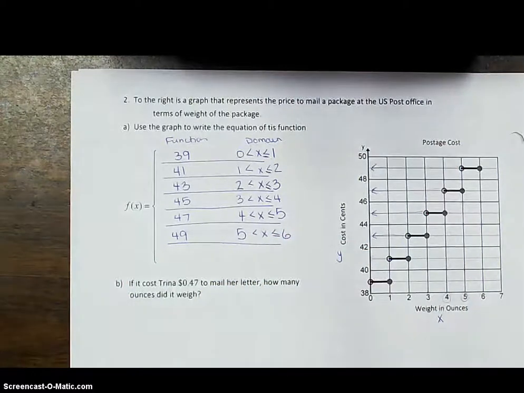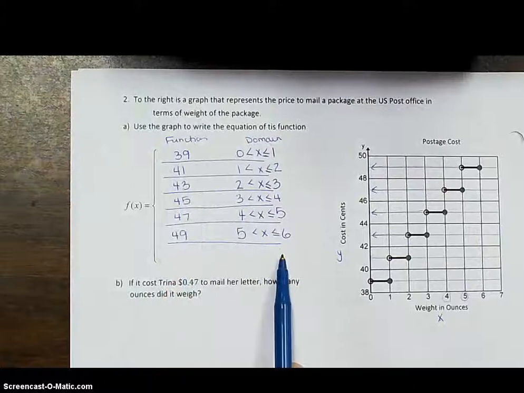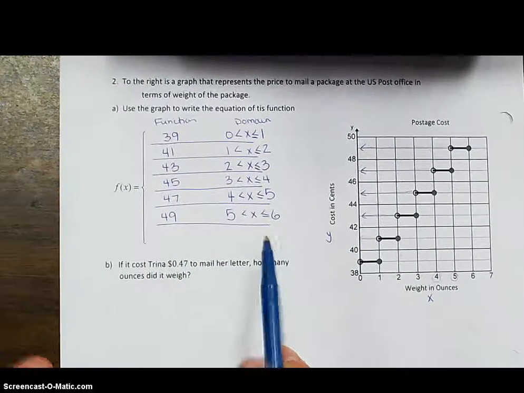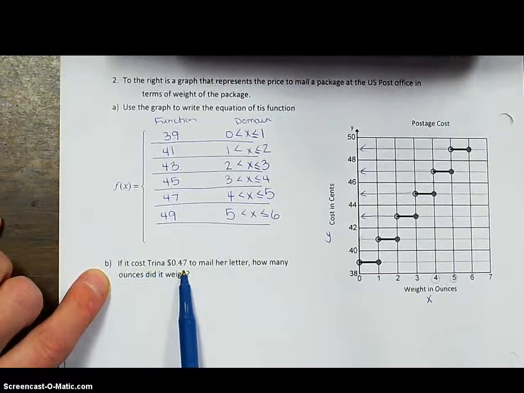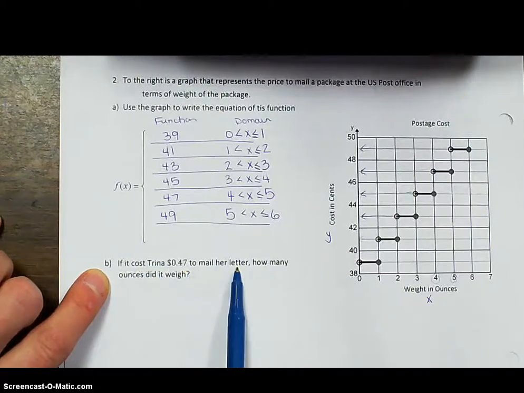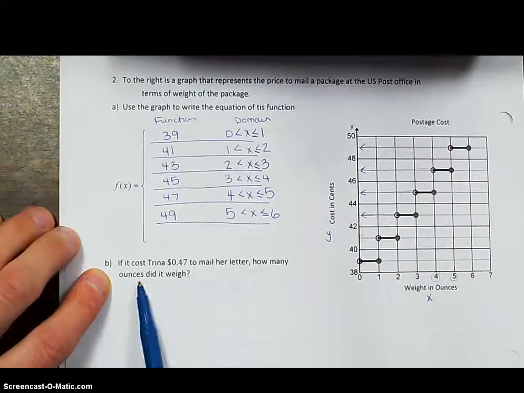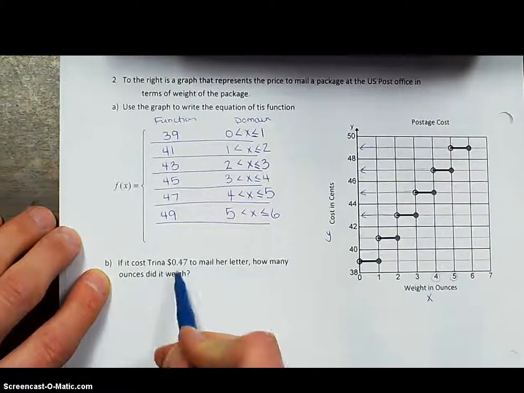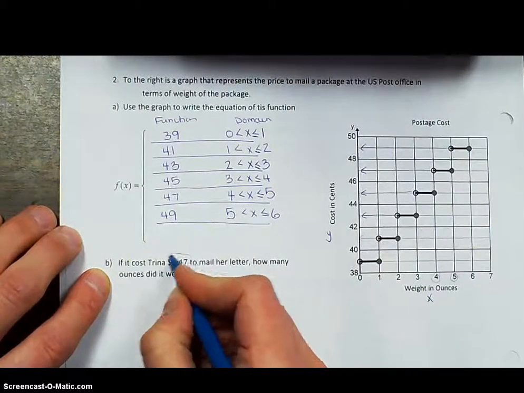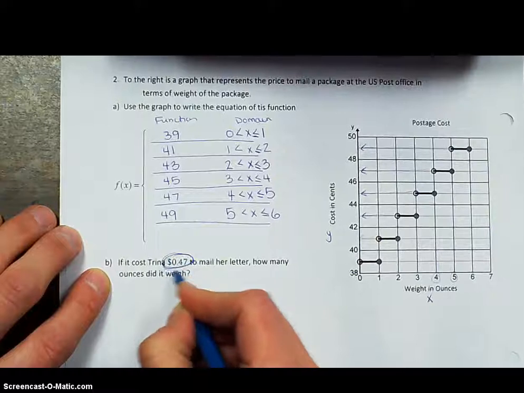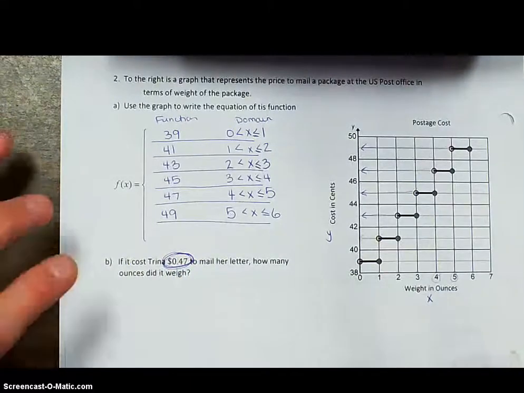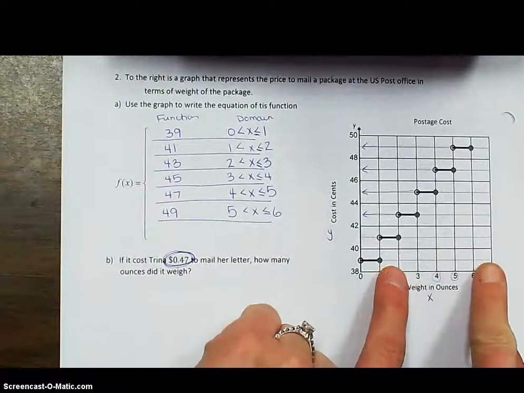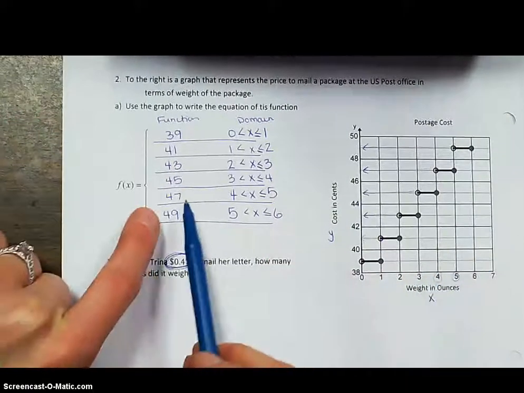Okay, so now that we have our function all written out, now we can ask a follow-up question. So here we go. If it cost Trina 47 cents to mail her letter, how many ounces did it weigh? All right, well, it cost her 47 cents. So what we want to do is look carefully for 47 cents. I can either look at the graph or I can look here. I'm going to go up here and take a look.